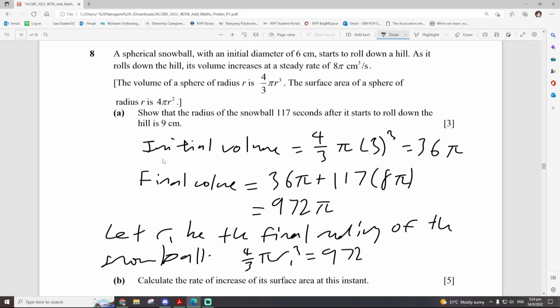So what is R1 cubed? This one is pi, so the pi cancels out also. So R1 cubed is 1296. And you can find the cube root of this. And I think it should be 9.